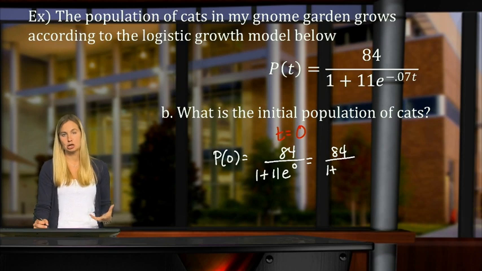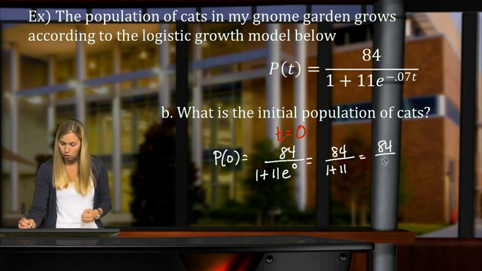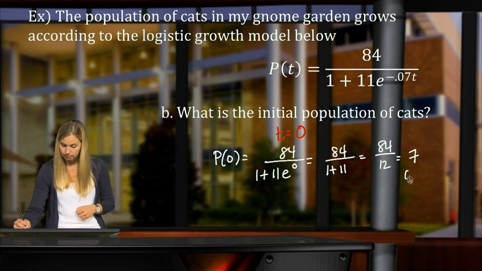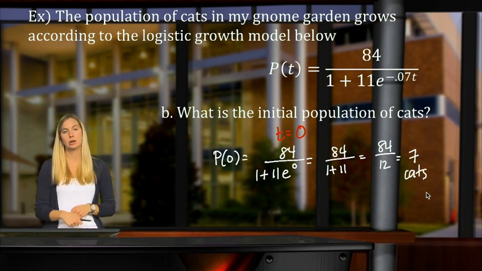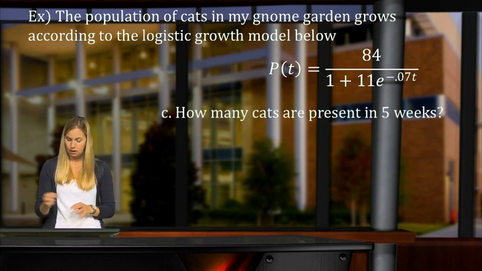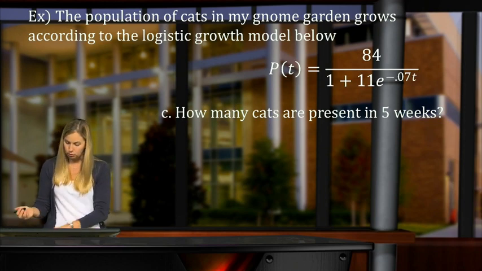What is e to the 0 power? Well, anything raised to the power of 0 is 1, so this is 1 plus 11, or 84 over 12, which is 7. There were initially 7 cats in my gnome garden. How many cats are present in 5 weeks? So now we're plugging in t equals 5.